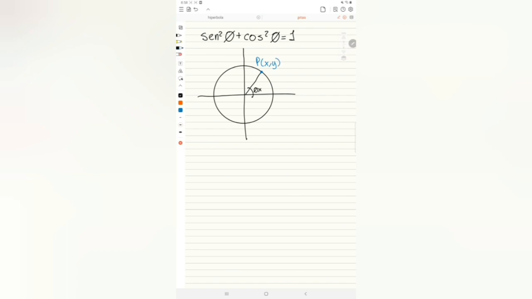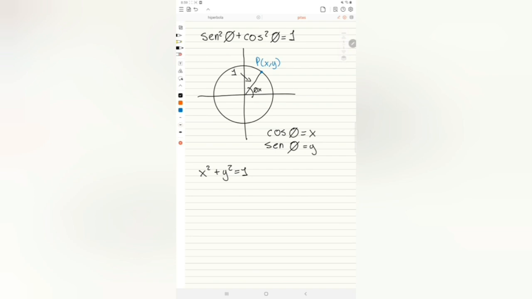For this, we can say that the cosine of the angle is going to be equal to x, and the sine of the same angle is going to be equal to y. And now we're going to use the equation for the circumference, and as the radius of the circumference is equal to 1, we're going to say that x squared plus y squared is going to be equal to 1.